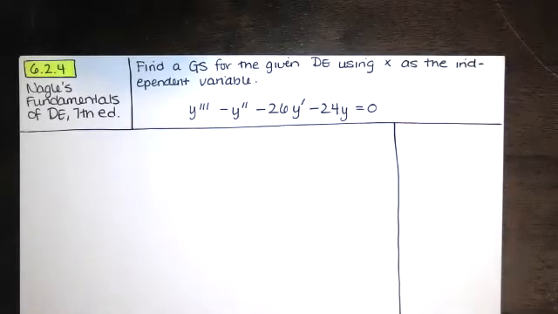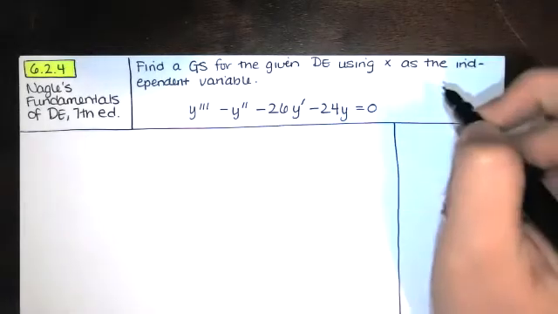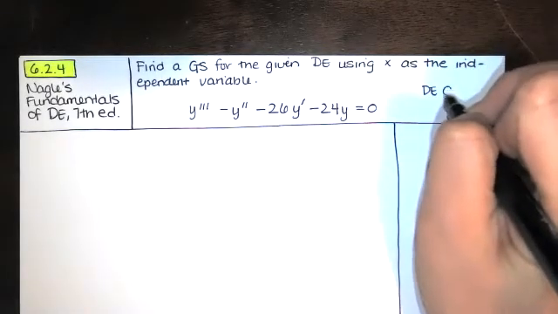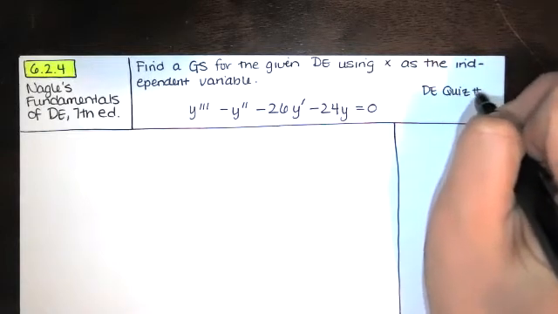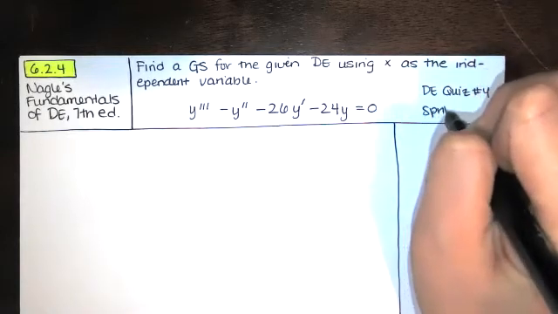In this video, we solve problem 6.2.4 from Nagle's Fundamentals of Differential Equations, 7th edition. We're asked to find a general solution for the given differential equation using x as the independent variable. It is a linear constant coefficient homogeneous equation. This particular problem appeared on quiz number 4 in the spring 2021 semester.